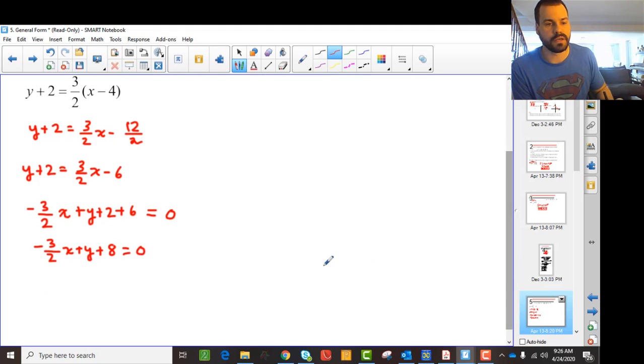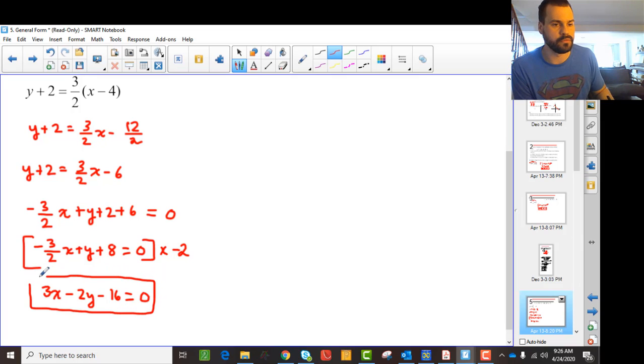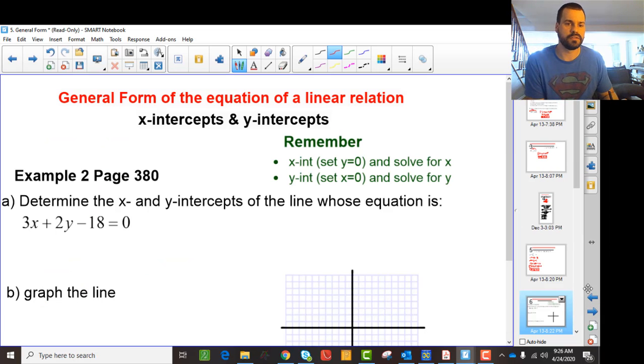And then what I notice again is there's a fraction there. I don't want that, so I'm going to multiply by the denominator, 2, but the x is negative, so I'm going to multiply by negative 2. So that's going to give me 3x minus 2y minus 16 equals 0. And that is my general form of the equation. Okay, so hopefully that makes sense to you. It's relatively easy to switch.